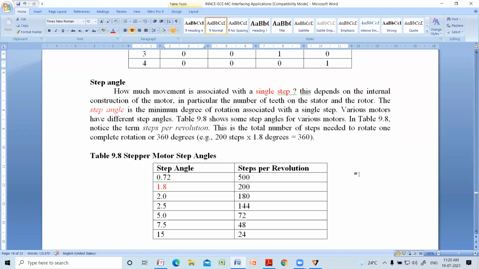Step angle: how much movement is associated with a single step? This depends upon the internal construction of the rotor motor, in particular the number of teeth on the stator and the rotor. The step angle, how much movement is done, depends upon the number of teeth present in the stator and the rotor. The step angle is the minimum degree of rotation in a single step. So various motors have the following step angles.